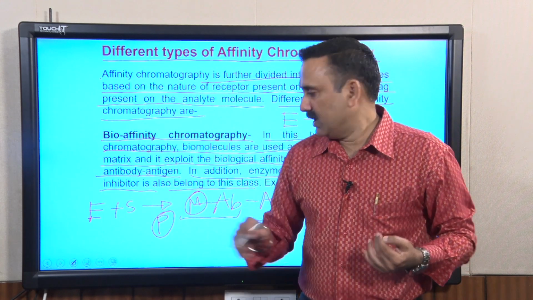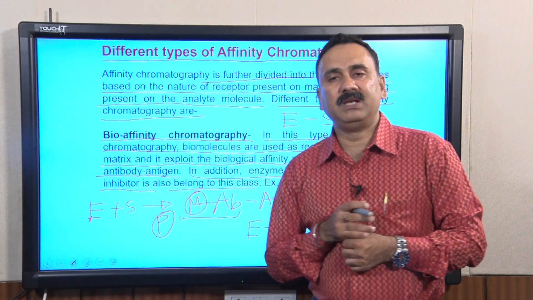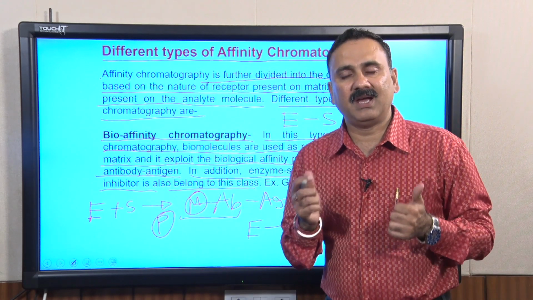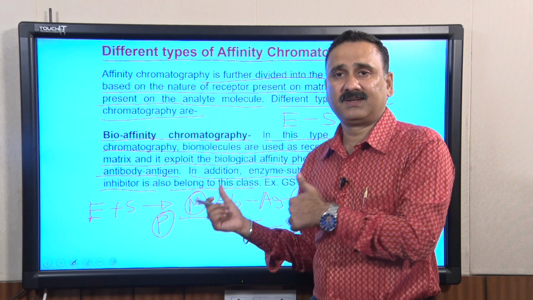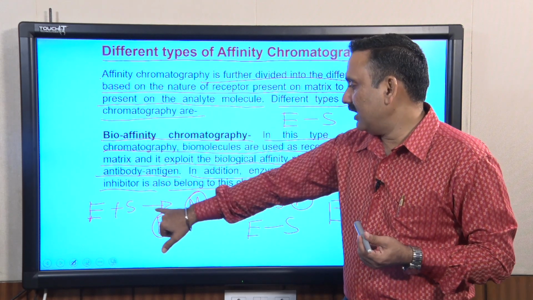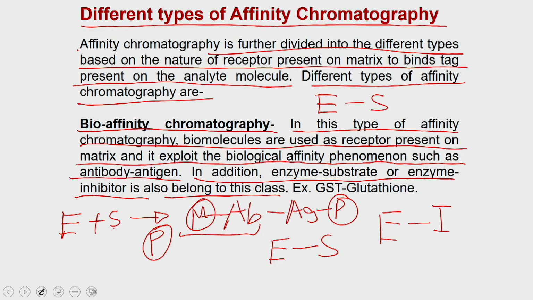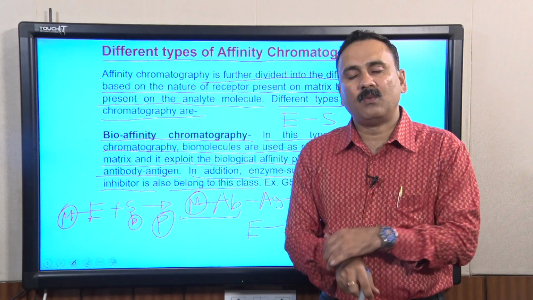If I use this particular type of combination where the enzyme has the ability to use this particular substrate, then ultimately what will happen? While I was doing the chromatography, I have coupled this particular substrate to the protein which I would like to purify. Now, what will happen? As soon as the enzyme which is coupled to the matrix sees the substrate, what will happen?